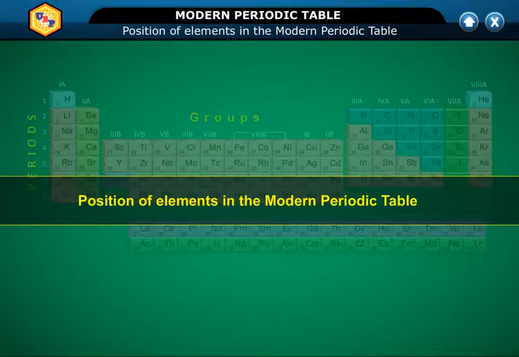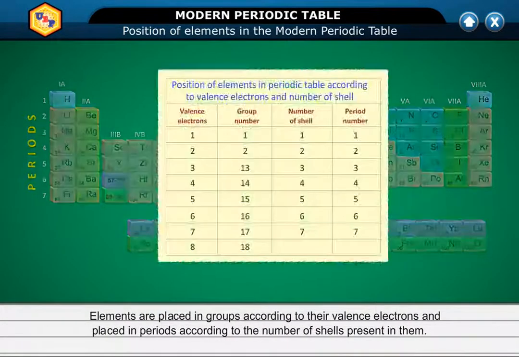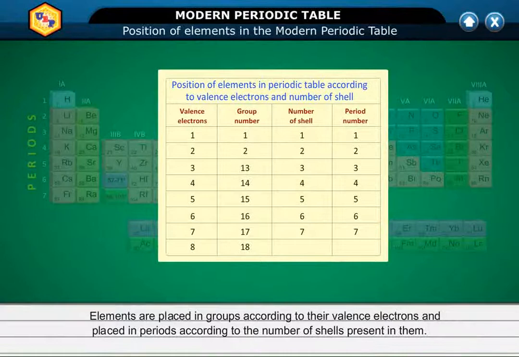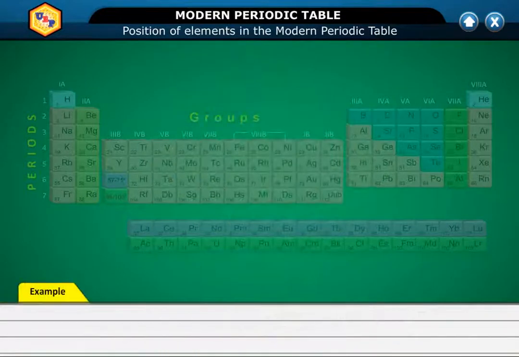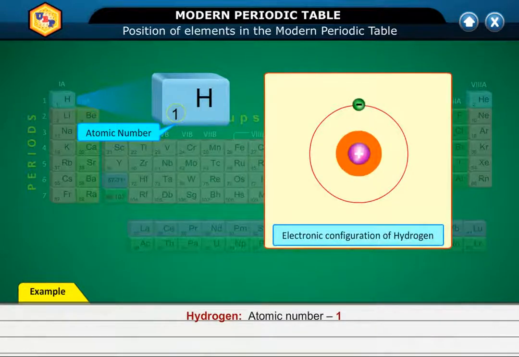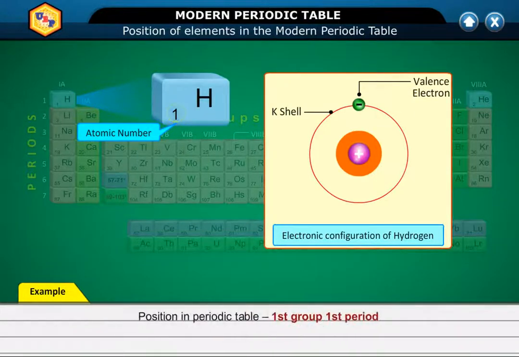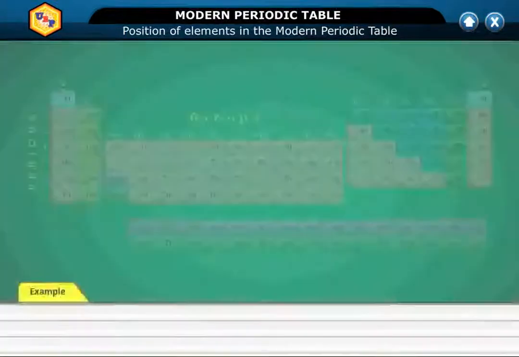Position of elements in the modern periodic table. Elements are placed in groups according to their valence electrons and placed in periods according to the number of shells present in them. Example: hydrogen, atomic number 1. Electronic configuration of hydrogen, K1. Valence electron 1. Number of shells 1. Position in periodic table: first group, first period.